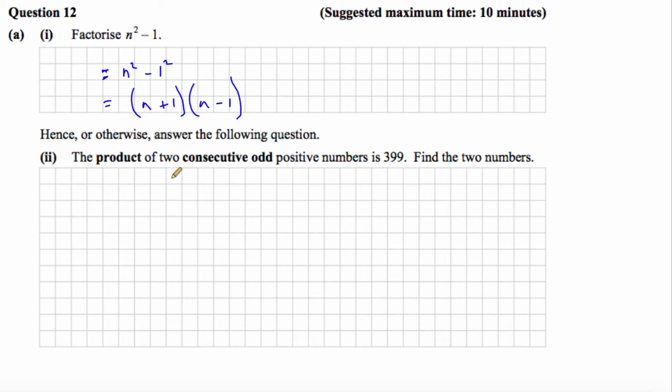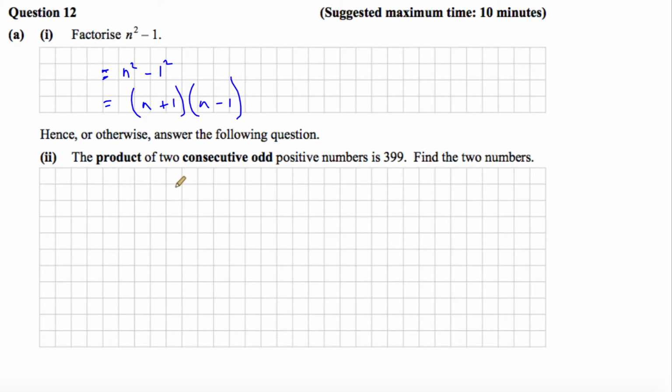The product of two consecutive odd positive numbers is 399. Find the two numbers. So hence means using what we just did. And you can see here that if n was even, well then an even plus 1 would give an odd, and the same even minus 1 will give the odd below it. So you'd have the odd above and below. So we can use this to help us.